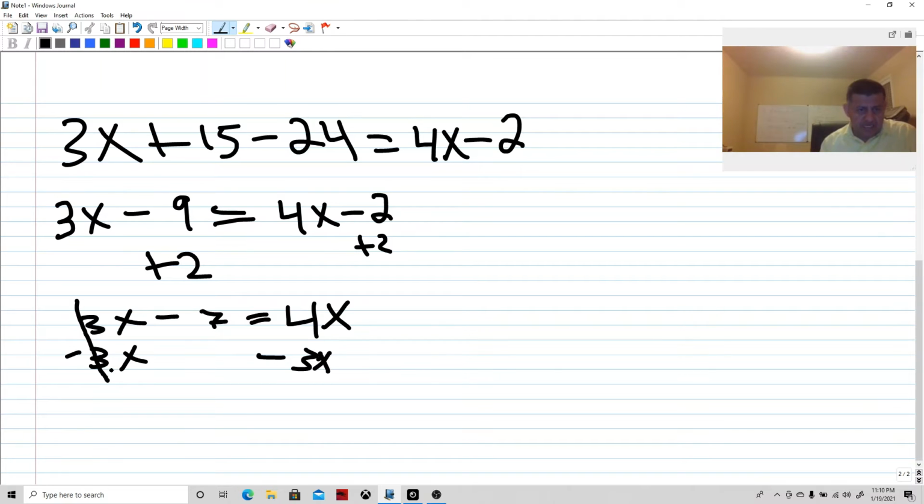So then I get negative 7 is equal to, okay, so I subtract those and I get just x. So therefore, x equals negative 7.